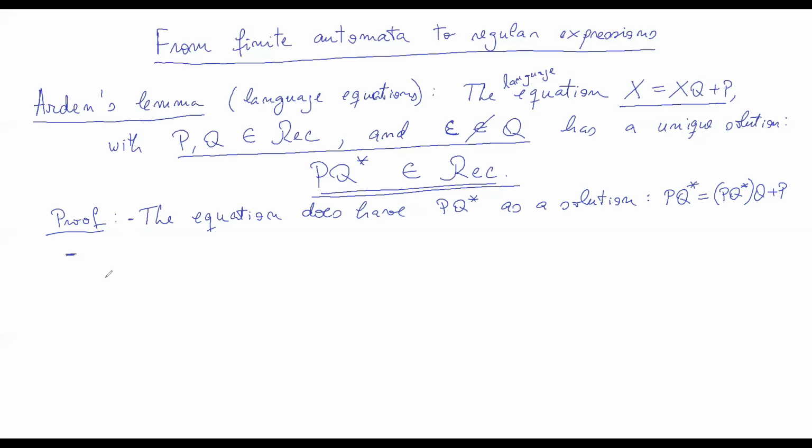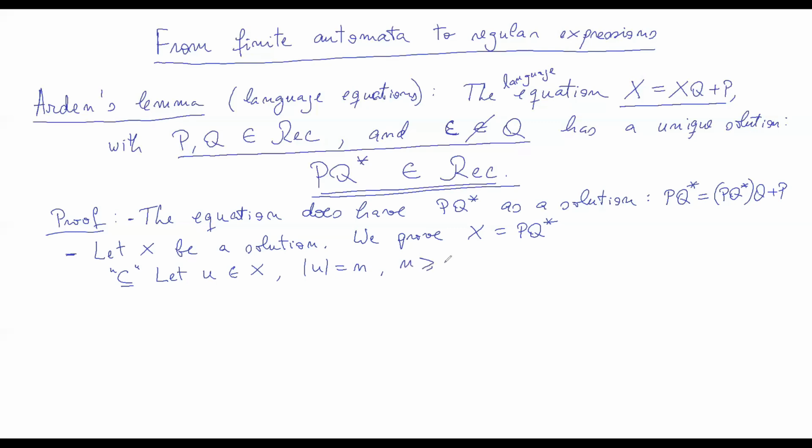The other point is I want to show that, in fact, this set of solutions really does have just one single element. So let X be a solution, and we prove that X is equal to PQ star. I'm going to first prove this inclusion, and I will say let U be an element of X, and let's denote the length of this word by n, n greater than or equal to 0.